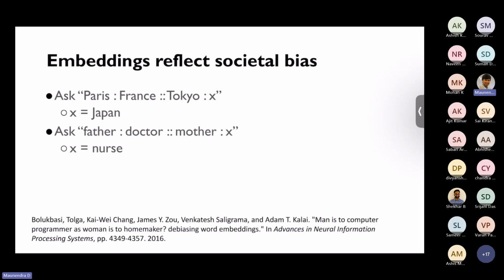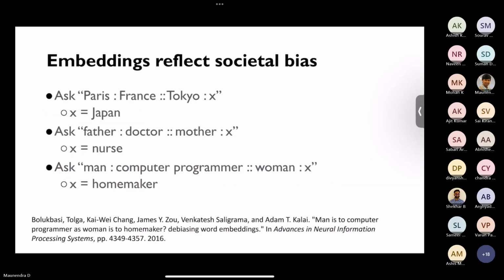Then there was another probe that they did, and many other probes as well. Man is to computer programmer as woman is to what? The response that they got was X equals homemaker. And this is not one example.